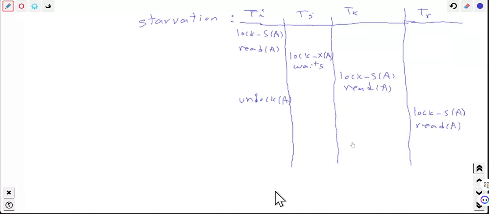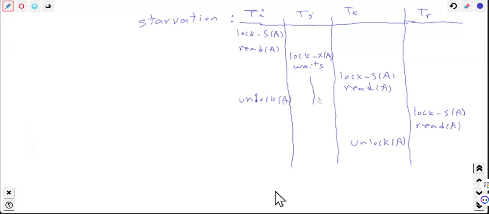Suppose after that TK unlocks A. Again TJ cannot get the lock because at the moment TR has another lock on A. Even if TK releases the lock, there is another lock on A by TR. So again, TJ cannot get the lock and should wait. And this scenario can continue forever, and other transactions can come and repeat this scenario.